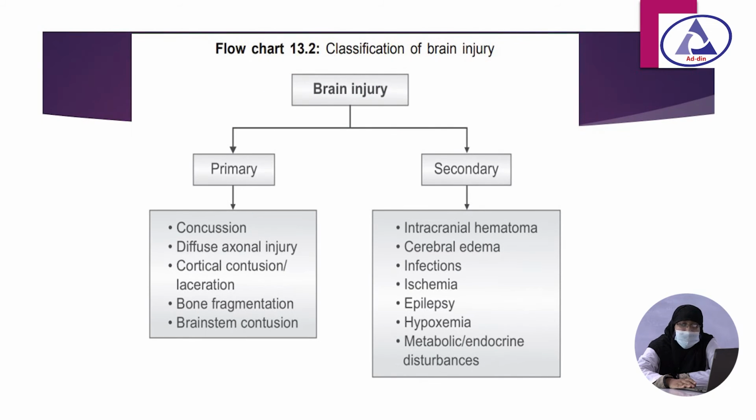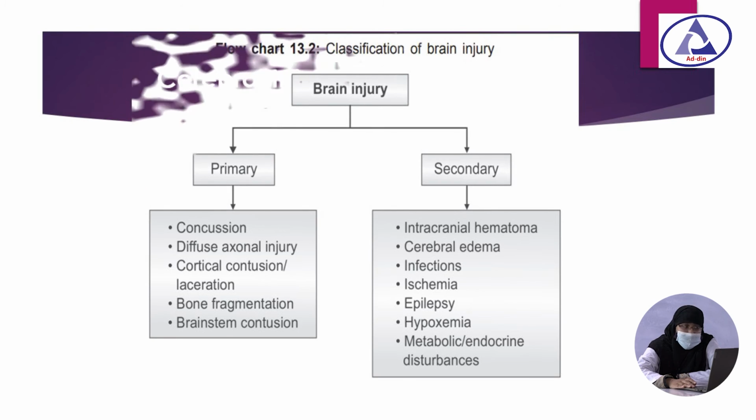In case of primary brain injury, these are concussion, cortical contusion or cortical laceration, diffuse axonal injury, bone fragmentation and brainstem contusion. In case of secondary injury, these are intracranial hematoma, cerebral edema, infection, ischemia, epilepsy, metabolic or endocrine disturbances.